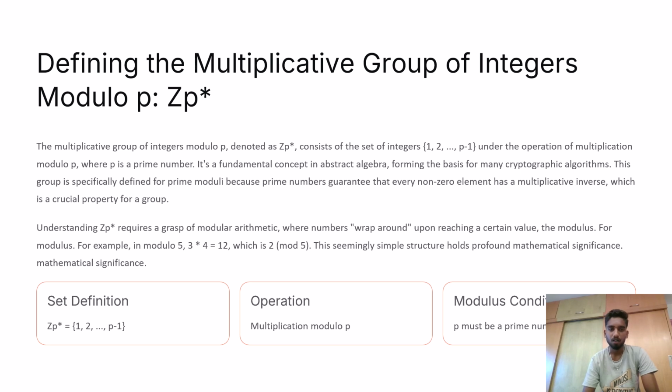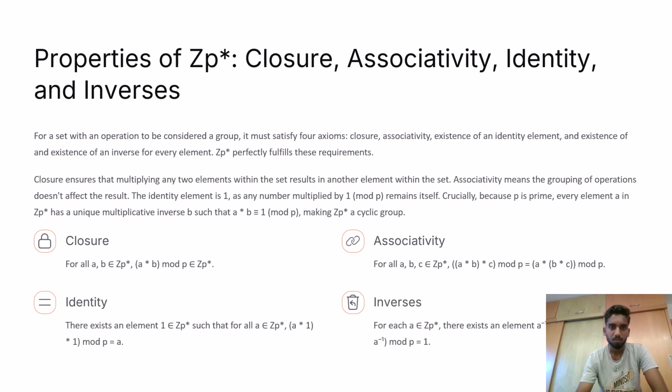Understanding Zp star requires a grasp of modular arithmetic, where numbers wrap around upon reaching a certain value, the modulus. For example, in modulo 5, 3 times 4 is 12, which wraps around to 2 modulo 5. These seemingly simple structures hold profound mathematical significance. Set definition: Zp star equals 1, 2, up to p minus 1. Operation: multiplication modulo p. Properties of Zp star are closure, associativity, identity and inverse.